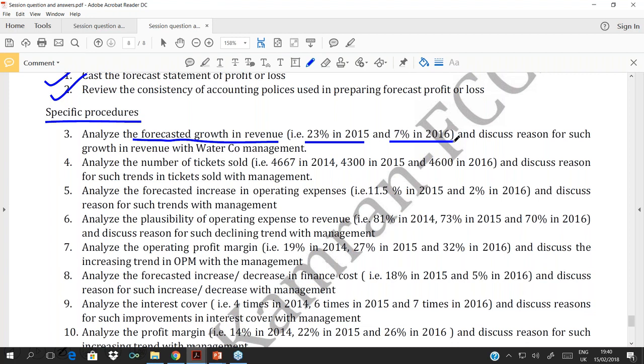See all my procedures. They start with: analyze the forecasted growth in revenue and discuss reasons for such growth with management. Right? See my second point.